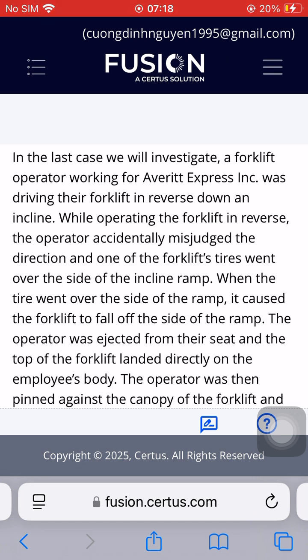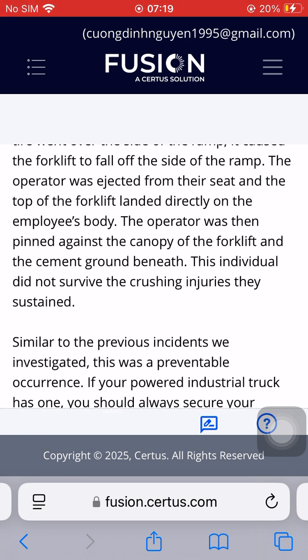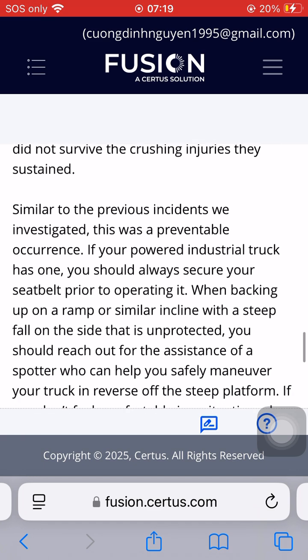When the tire went over the side of the ramp, it caused the forklift to fall off the side of the ramp. The operator was ejected from their seat and the top of the forklift landed directly on the employee's body. The operator was then pinned against the canopy of the forklift and the cement ground beneath. This individual did not survive the crushing injuries they sustained.